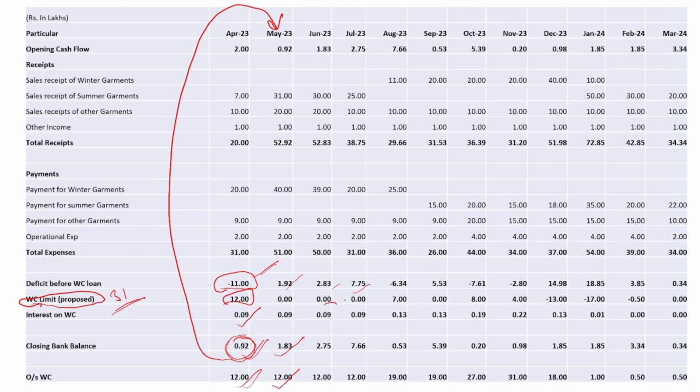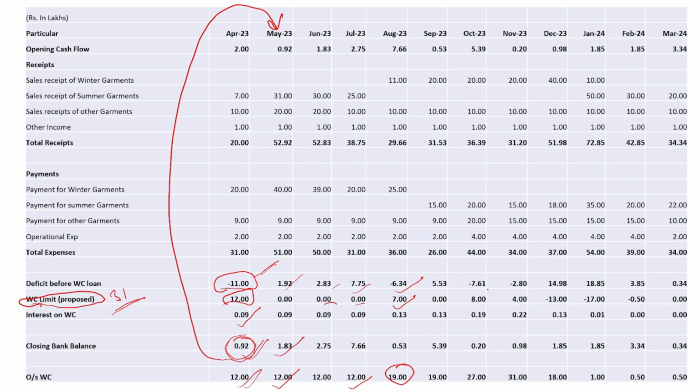Hence, we have not availed any working capital in the months of June and July, and the outstanding limit is only 12 lakh rupees. However, in the month of August 2023, there is a deficit of rupees 6.34 lakhs. For this, we have availed a further working capital limit of rupees 7 lakhs, and 12 plus 7, it becomes 19 lakh as outstanding.